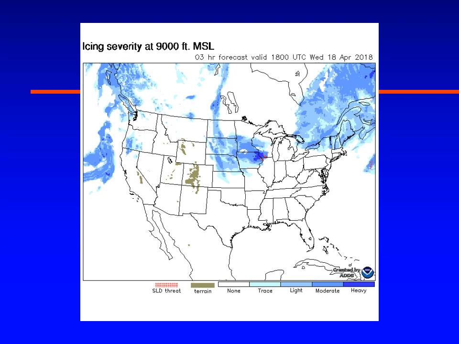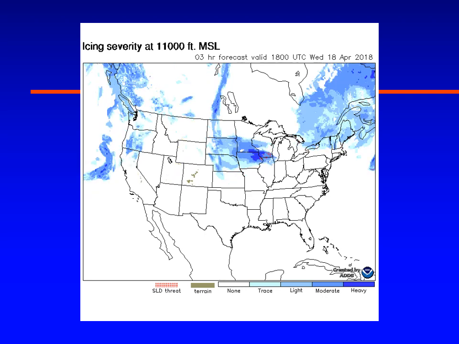icing would be moderate, stretching from Alexandria all the way down into Cedar Rapids. And it looks like across northeastern Iowa, there may even be some heavy icing and SLDs in that region. And finally, up at 11,000 feet, the future icing potential shows still that there is moderate to heavy icing across southern Minnesota and northeastern Iowa.